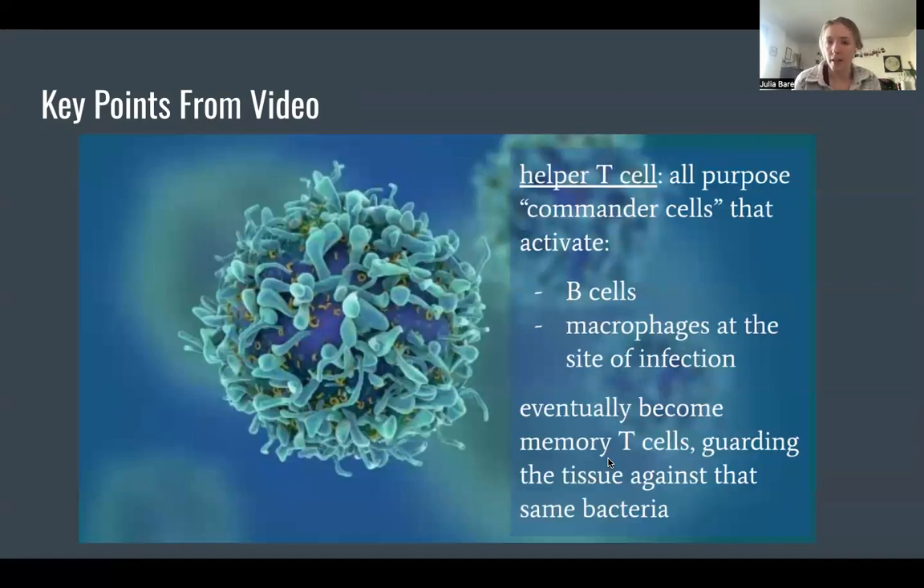Now, the helper T cell is the all-purpose commander cell, and it's going to activate the other types of your immune system cells. This is the B cells and then the macrophages to recruit additional macrophages. These helper T cells eventually can evolve or adapt into memory T cells, which guard the tissue against that same invading bacteria or pathogen.